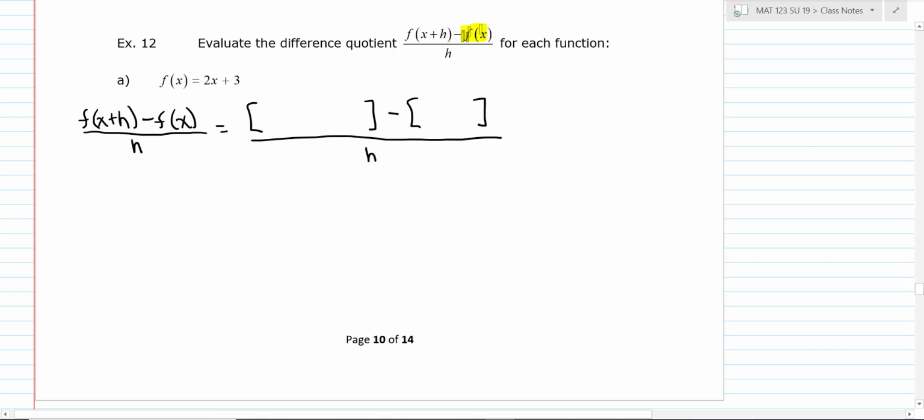This part right here is f of x. So that's going to be whatever I give you. So I'm just going to put in 2x plus 3 there. Regardless of what the function is, that goes in the second spot. Now the part that is f of x plus h is going to go here. Well, what that is, it's the same thing.